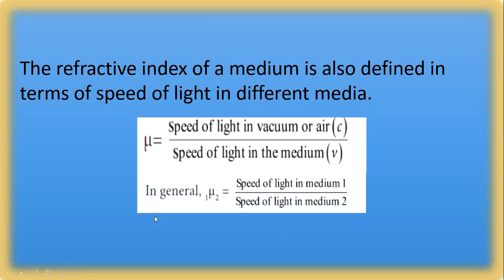In general, 1mu2 is equal to the speed of light in medium 1 by the speed of light in medium 2. So understand the formula: mu has two formulas. Mu is equal to the speed of light in vacuum by the speed of light in the medium. Already we saw one formula, sin i by sin r is equal to mu. So mu has two formulas.